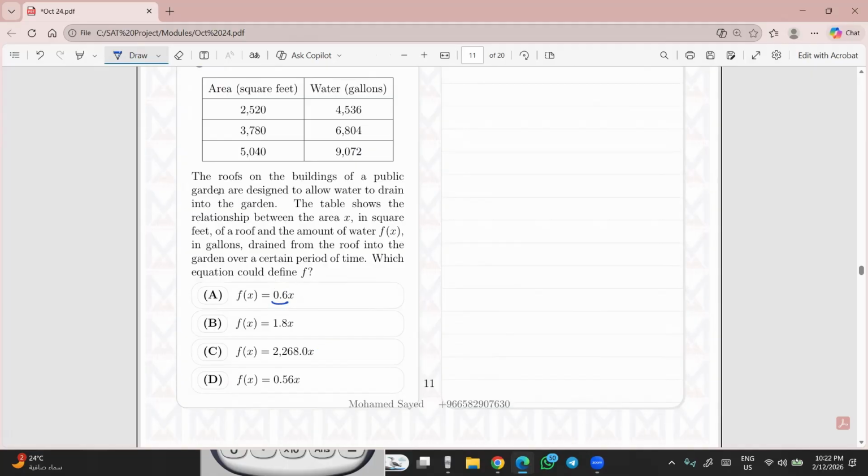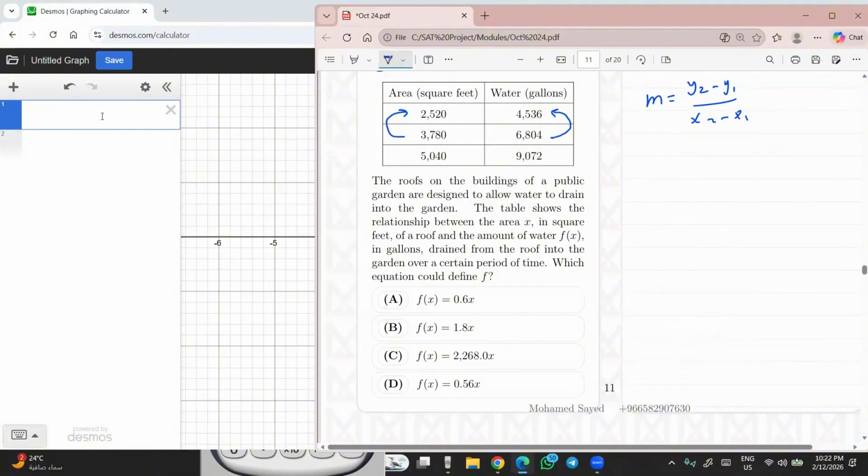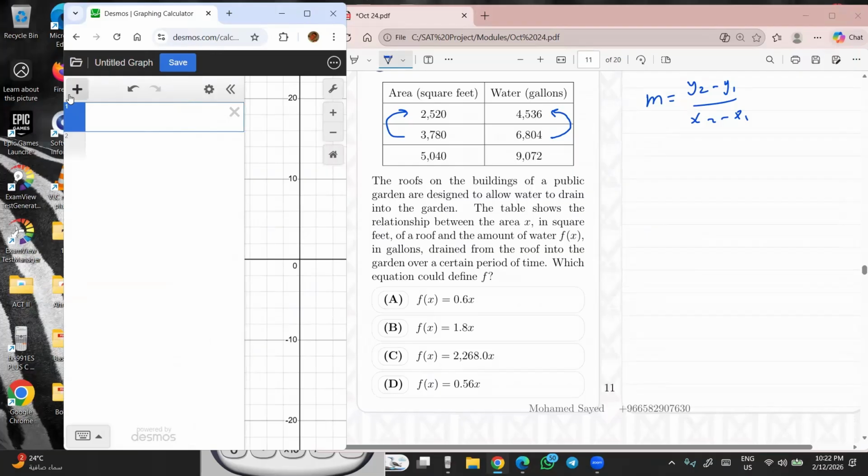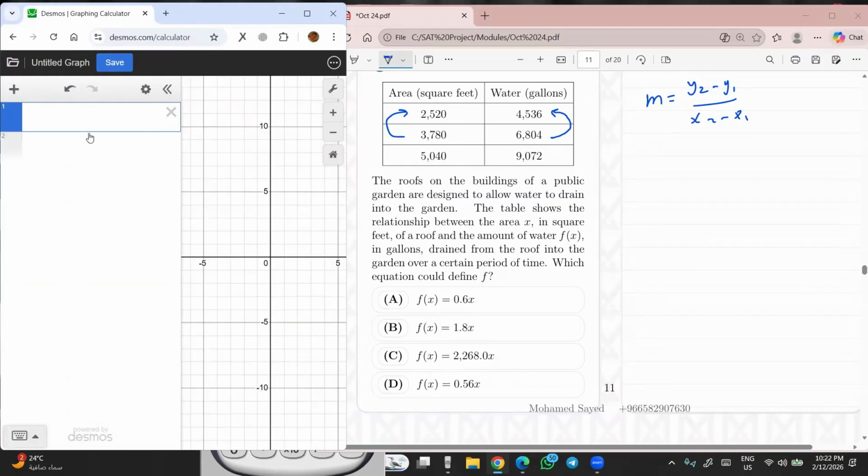So we can think about the slope. How can we get the slope? The slope is y2 minus y1 over x2 minus x1. We can just think about y2 like this one, and this is y1. We subtract them. x2 minus x1 like this one. That's an easy method to use. So let's do it on the Desmos, or maybe on the calculator, the regular calculator. That's okay. Use this one or that one.